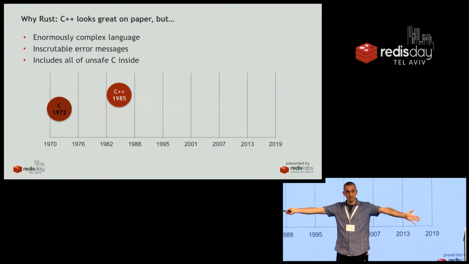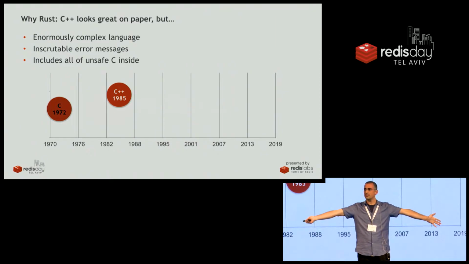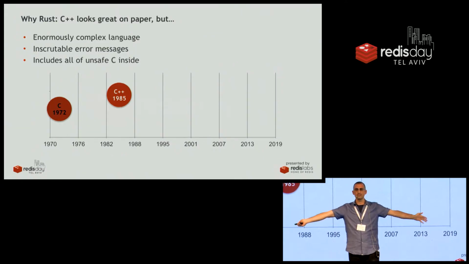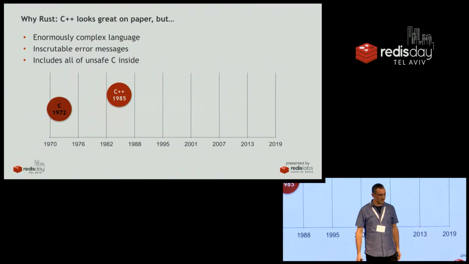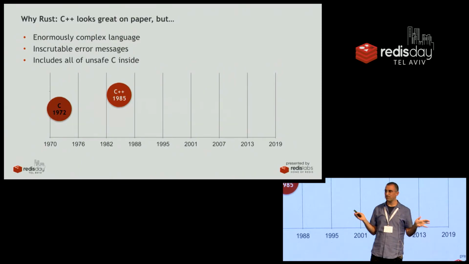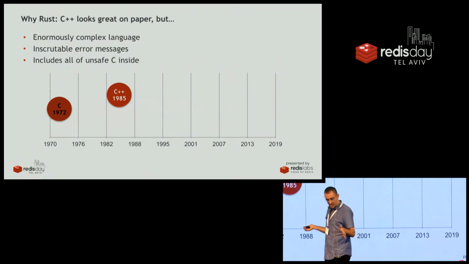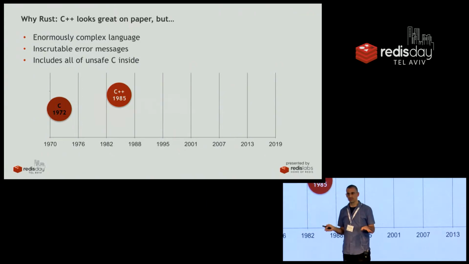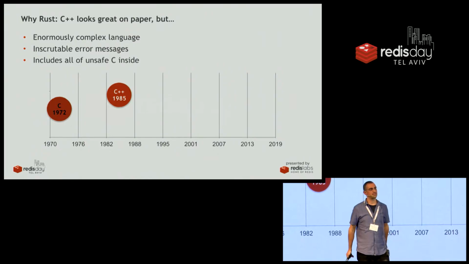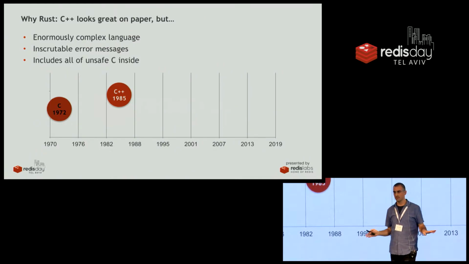That's the solution to all the problems from C. Who here likes C++? Okay. Yeah, Ben-Ami, I knew you would raise your hand. So C++ looks fantastic on paper. I thought so too in the 90s, but it's an enormously complex language. It has inscrutable error messages, at least to me. Okay, maybe some of you are much smarter than me, but I never understand the error messages.